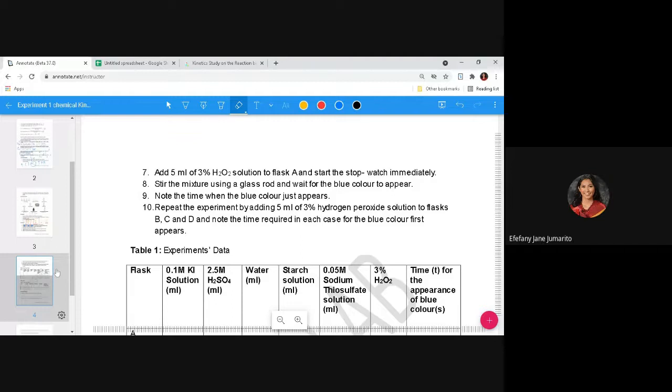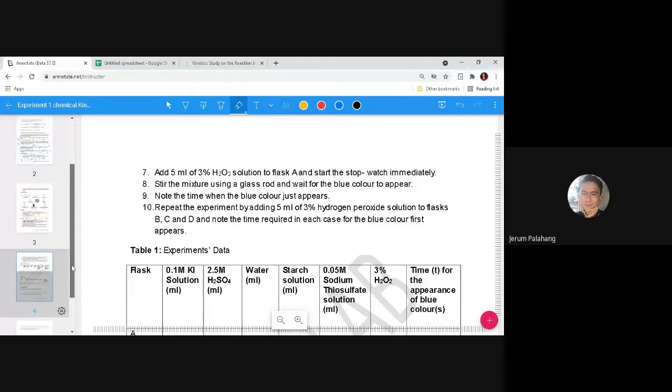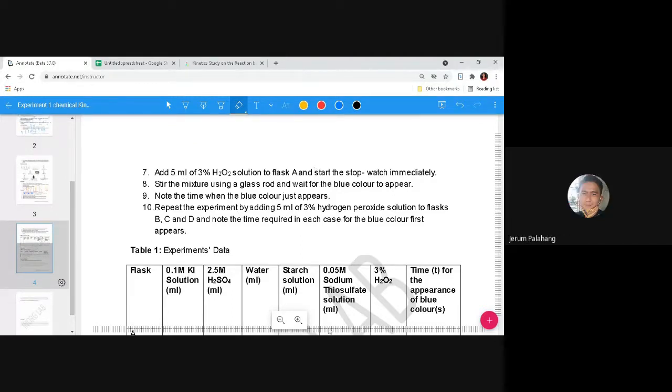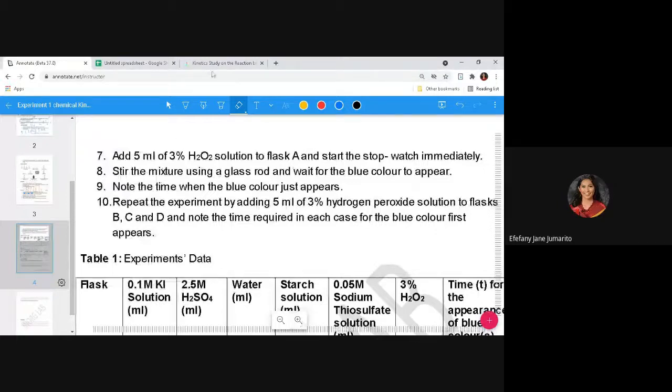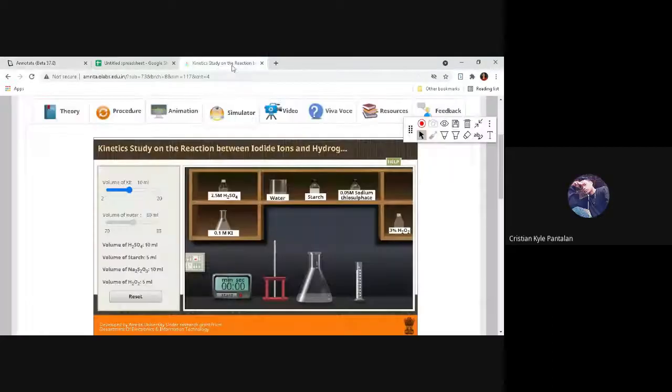Okay, then after that one, procedure 7. Ma'am, sa read? Procedure 7, ma'am. Add 5 ml of 3% H2O2 solution to the flask and start the stopwatch immediately. Okay, flask B na ta. Okay, unsa ba sa ani chemical name? Hydrogen peroxide.